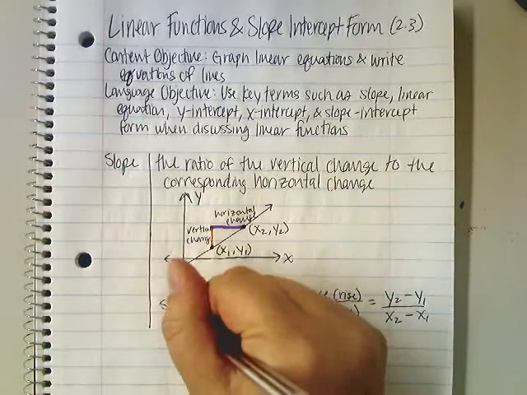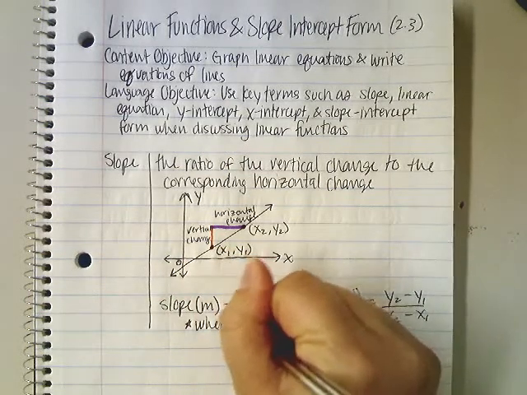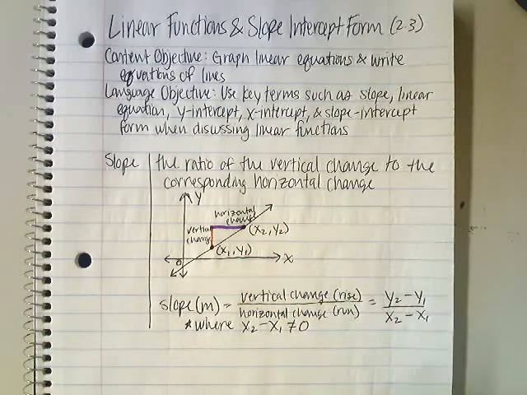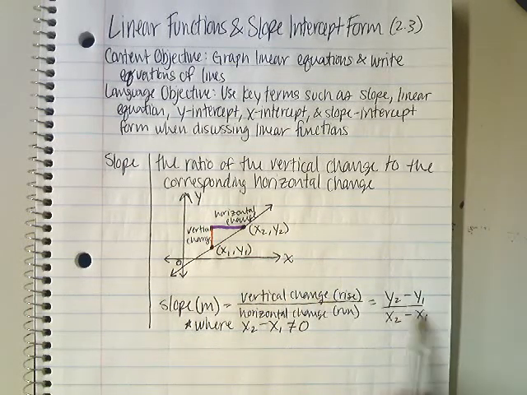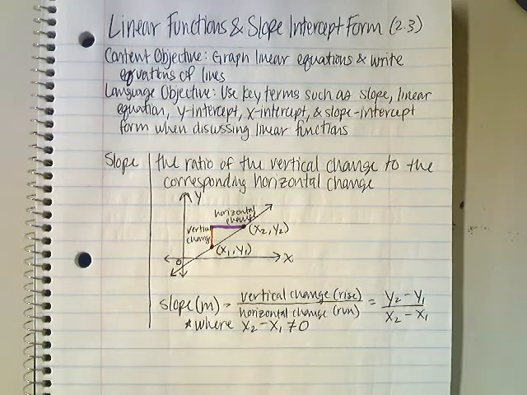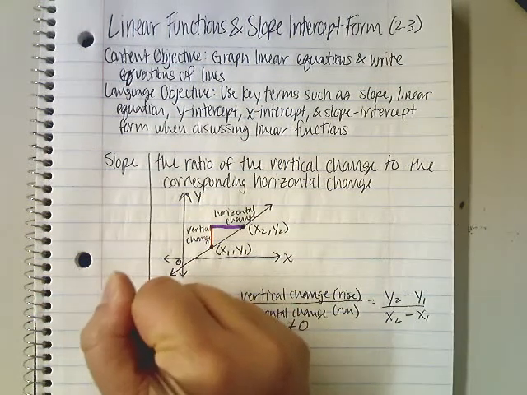One small detail: this only works where x2 minus x1 does not equal 0. So again, you can never divide by 0. I'm sure you've heard that before, but you can't split something 0 ways. That doesn't make sense. So if that equals 0, then you'd have an undefined slope. It doesn't work out. All right, so let's do a quick example of finding slope.